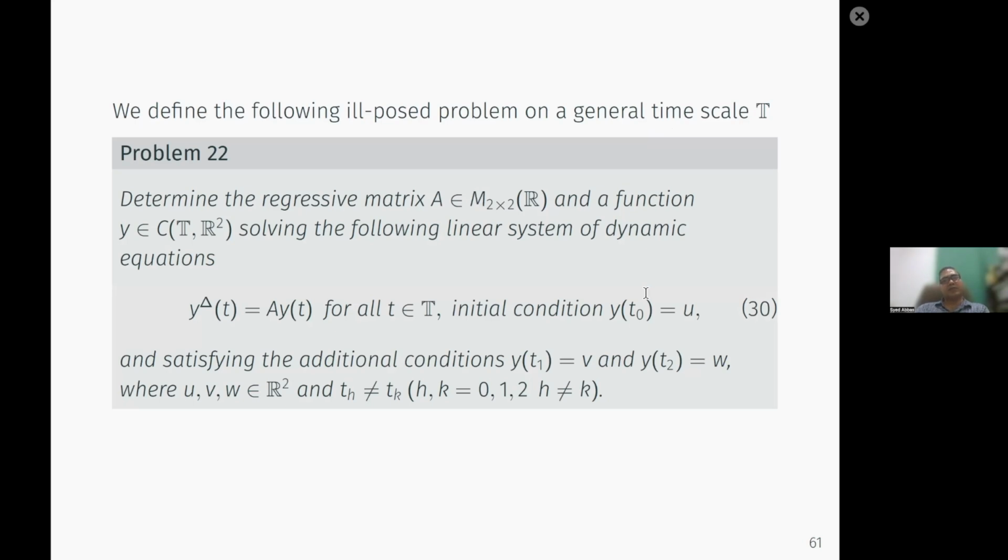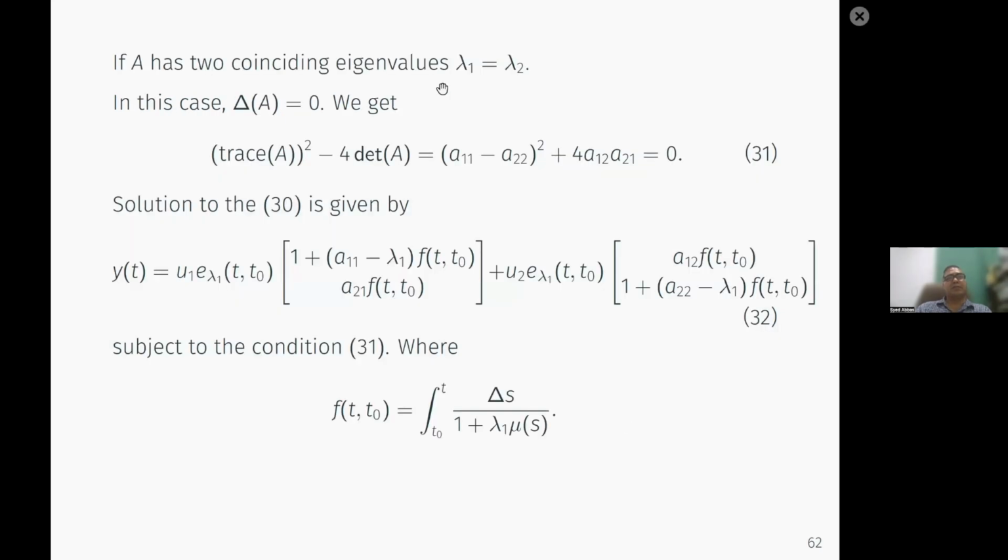Now, we also define the following ill-posed problem on a general time scale T. So we want to determine the regressive matrix A, which is a 2 cross 2 matrix defined over R, and a function Y, which solves the following linear dynamic system: Y delta T equals A of YT for all T in T, with the initial condition that YT0 is U, and satisfying the additional condition that Y at T1 is V and Y at T2 is given by W, where these are in R2, and we assume that Th is not equal to Tk for h, k is 0, 1, 2, and h is not equal to k. So this problem we solve under this condition.